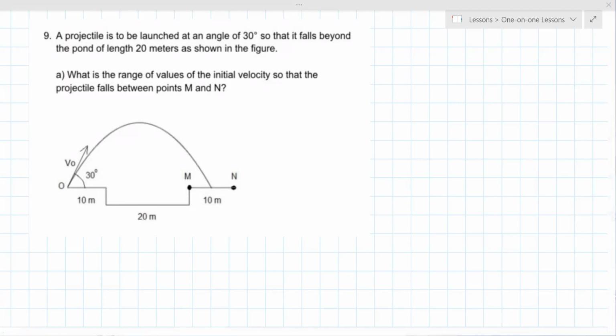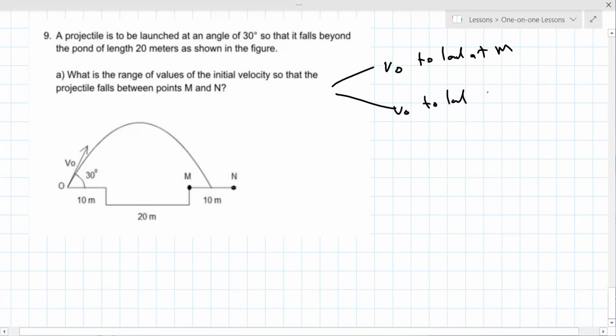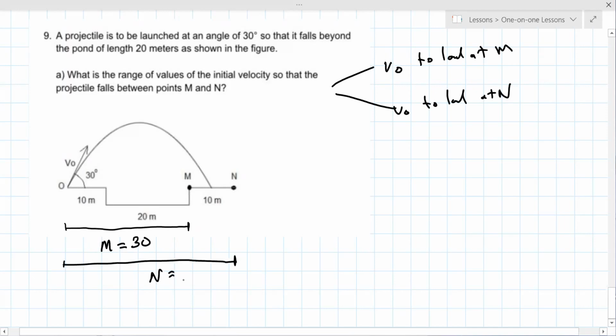Is there anything else? So we're finding the velocity? Yes. Basically, it's really two questions. The first one is, what's V0 to land at big M, and then what's V0 to land at big N. So what is the distance to go to big M? Looks like 30 meters. And big N is 40.